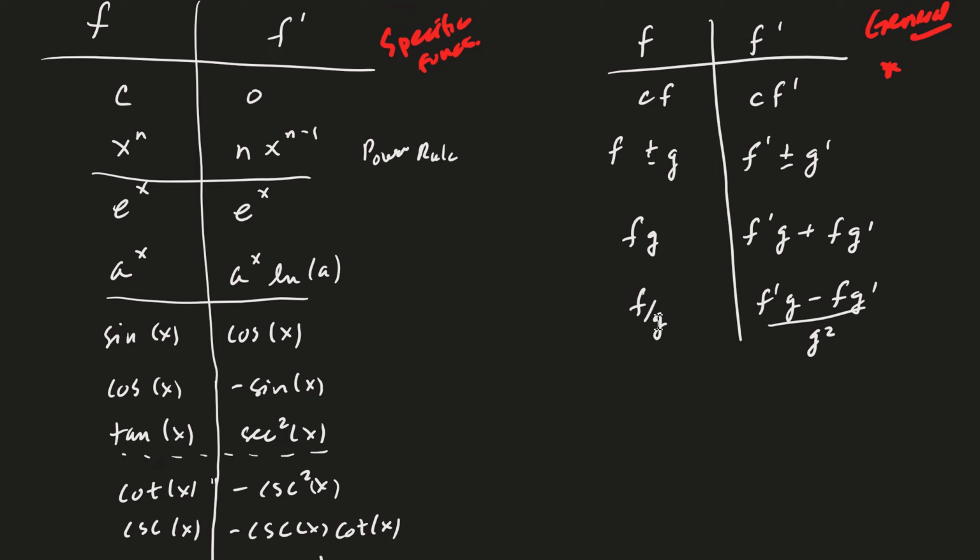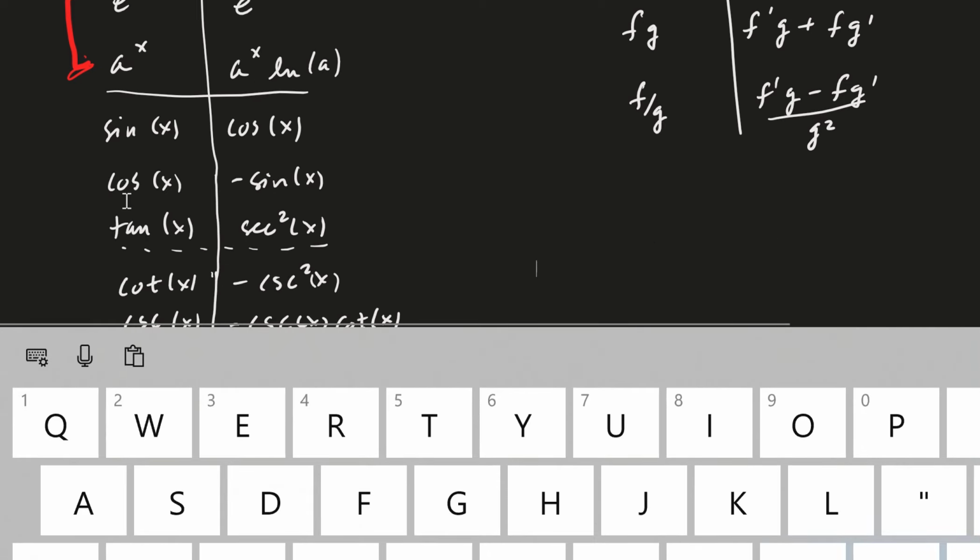So for example, if we just go through them real quick, the derivative of a constant is 0. Derivative of x to the n is n x to the n minus 1. That's the power rule. Derivative of the exponential function is just the exponential function. But a to the x, the derivative of that is going to be a to the x times the natural log of a. And so notice that these two are exactly the same, right? It's just that in this case, a to the x is the more general. Okay.